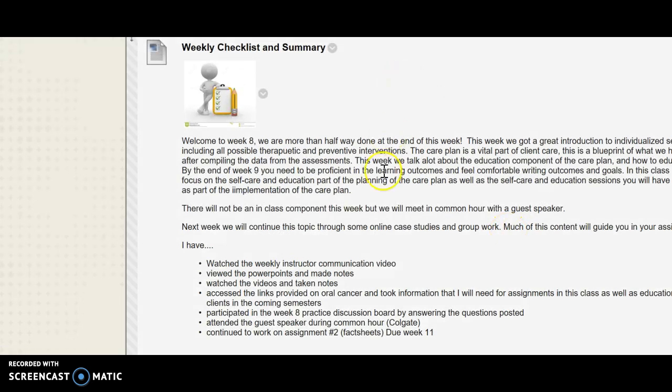There is a weekly checklist and summary, and make sure you're continuing to work on the fact sheets. I am marking those, and those should be back to you shortly with some feedback as you move forward, as they are due in week 11.